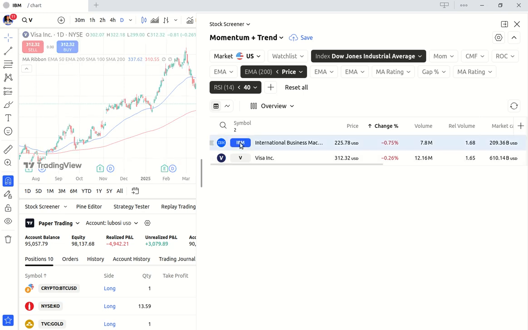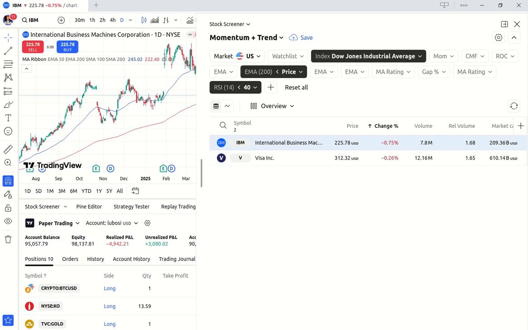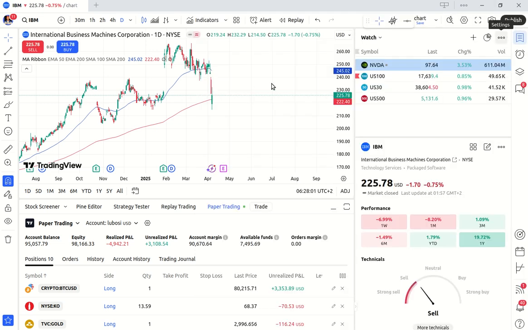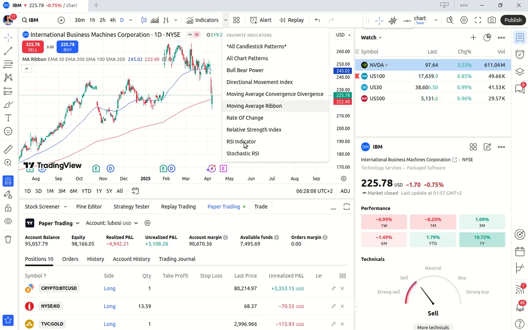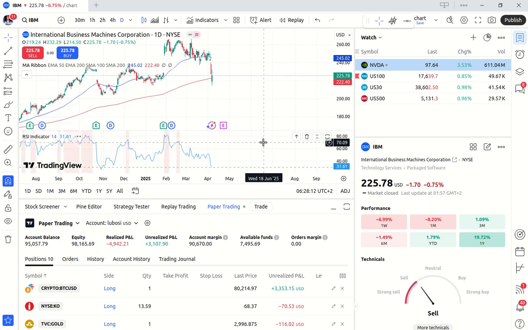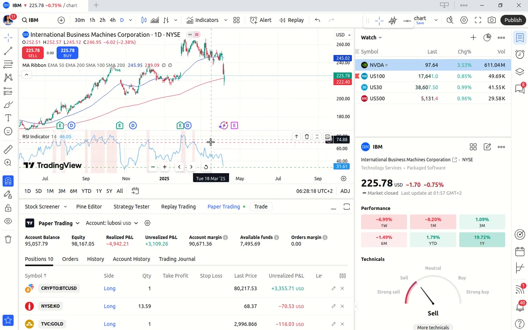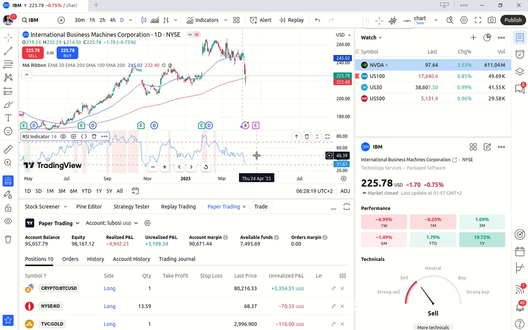So we have two. We have IBM and Visa. So this means even if they have crashed, they are within the RSI range. Okay. So even if they have crashed, they're still within the buying range of the RSI. And so that's what we want.